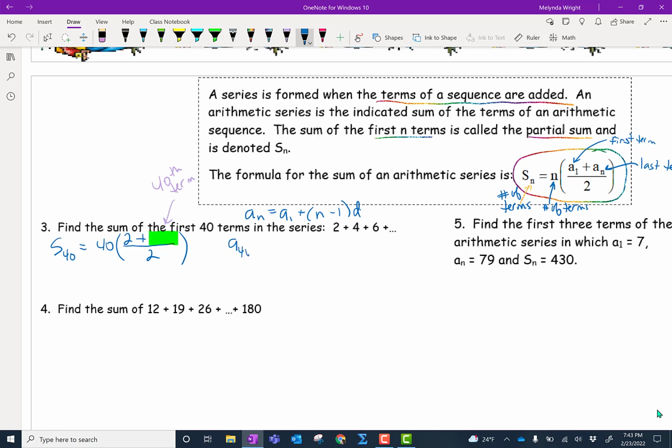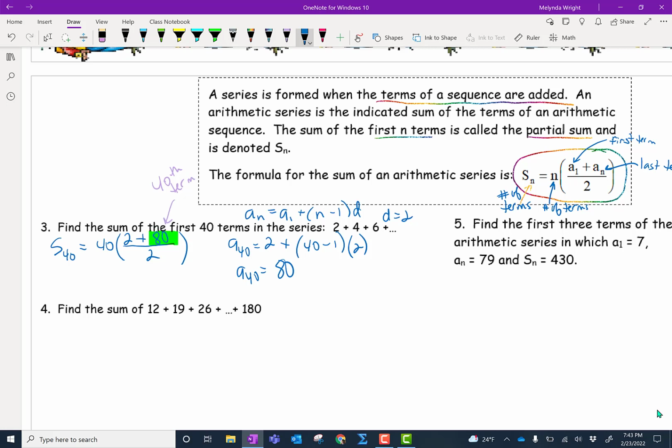So a sub 40 would be, our first term is 2 plus 40 minus 1 times, let's see what our common difference is. 4 minus 2 is 2, 6 minus 4 is 2, so d is 2. Okay, so let's put this here. So 2 plus, 40 minus 1, 39 times 2. So our 40th term is 80. Okay, so let's put that in our formula, 80.